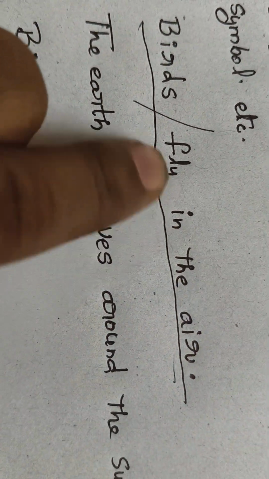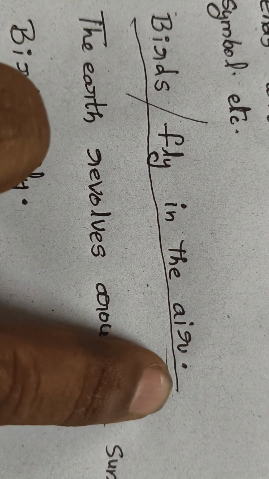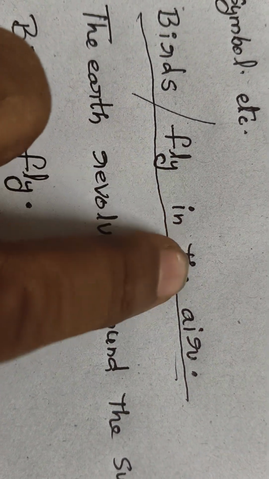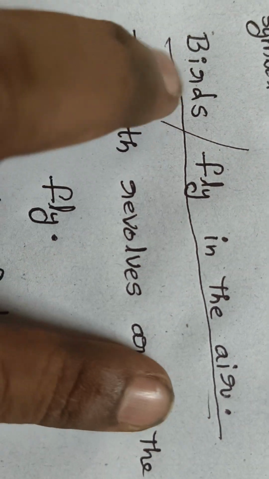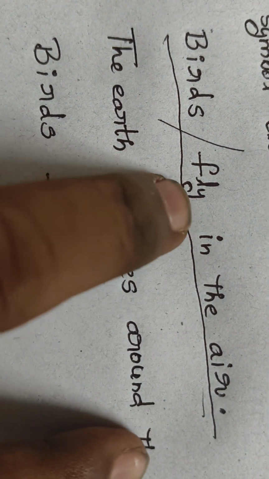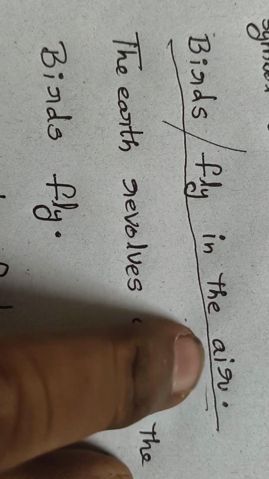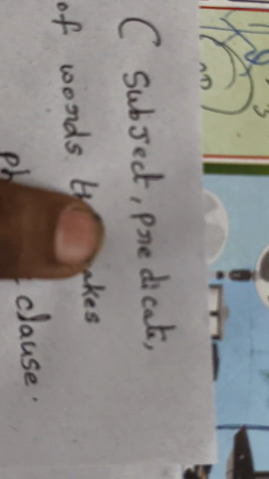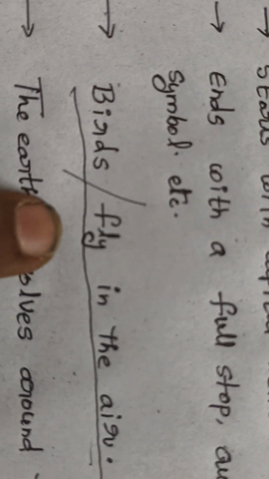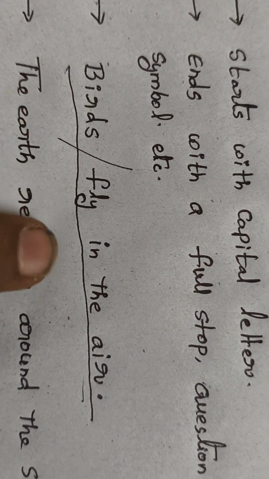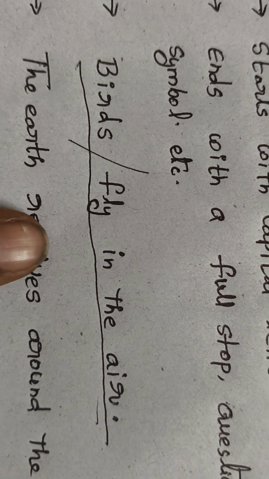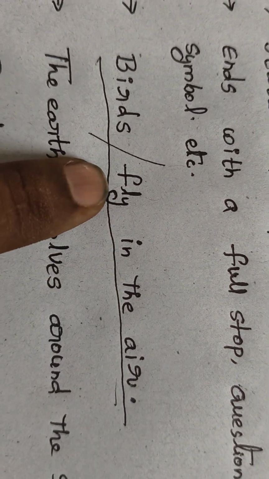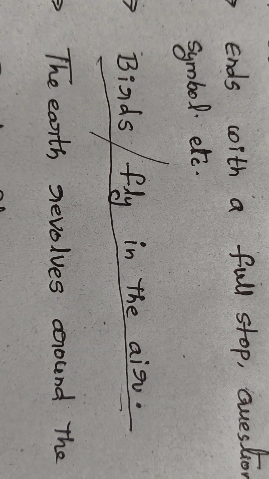Saying anything about the subject is called predicate. The group of words which gives some meaning to the subject is called predicate. Children, this is predicate. Predicate must contain a verb. See here, birds fly in the air. In this, what is the verb? Fly. So predicate must contain a verb.